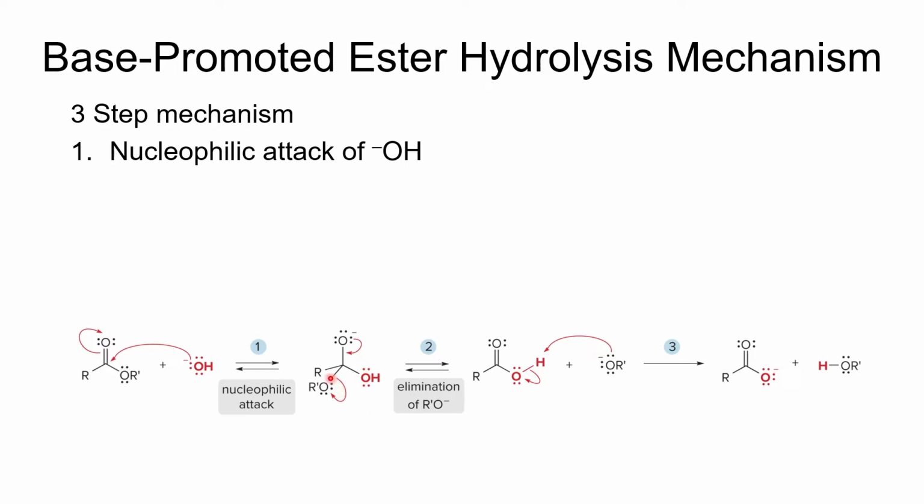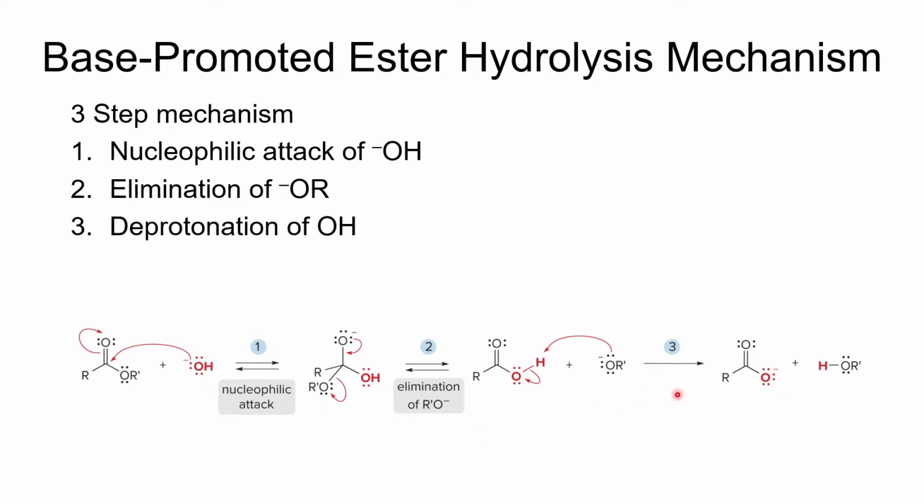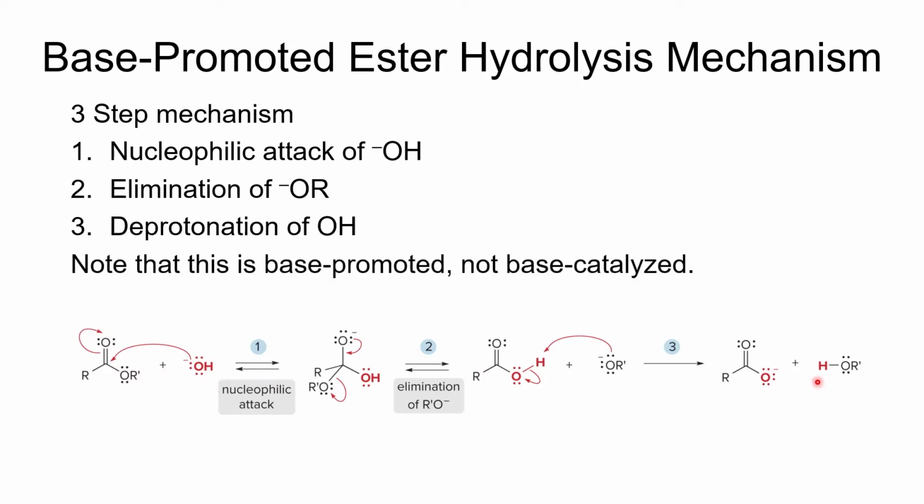And at this point, our OR will be lost, so we'll lose the alkoxide group, and that will give us our carboxylic acid. Since this is still a very basic solution, we will deprotonate the OH on the carboxylic acid, and that will give us a carboxylate. So it'll give us the conjugate base of our acid. You'll see here that hydroxide is not reproduced in the course of this reaction, so this is not base catalyzed, it is base promoted. You do need to have a stoichiometric quantity of hydroxide for this reaction to work.